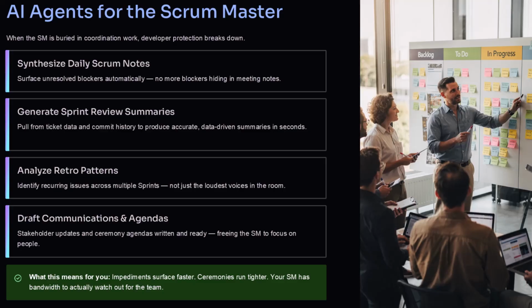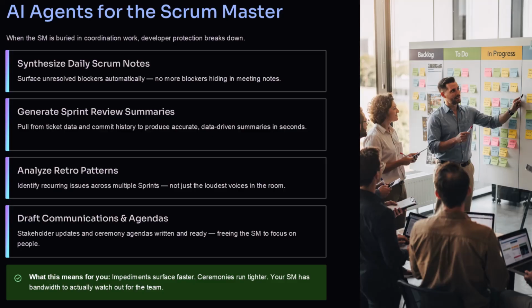AI agents change what the Scrum Master has bandwidth to do. An agent can synthesize daily Scrum notes and automatically surface blockers that haven't been resolved across multiple days. It can generate a sprint review summary from ticket data and commit history, so the SM isn't spending hours writing a status update. It can analyze retrospective notes from multiple sprints, identify recurring patterns, and surface them before the next retro so the team is working from real data instead of whatever's top of mind that day.